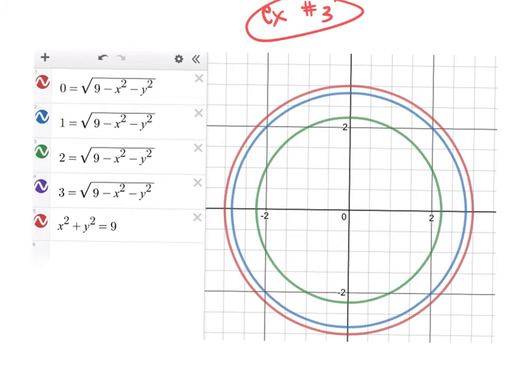The purple one is, of course, just a dot. I don't really have purple on my screen, but the purple one's a dot at the origin, because k would be 3, and then that 9 would cancel, and we would just get 0.